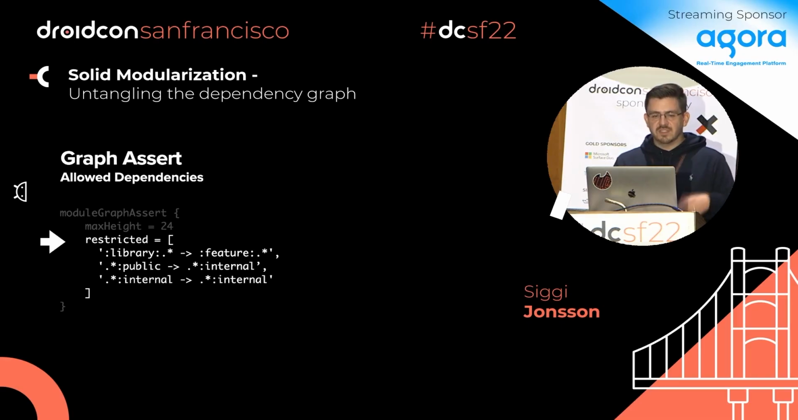So using the GraphAssert module, here we've restricted libraries from depending on features. We've restricted public libraries from depending on internal features, or internal modules, sorry. And we restricted internal modules from depending on other internal modules. So this means that if anybody tried to add a dependency that was not in line with our current rules, it will fail in CI.